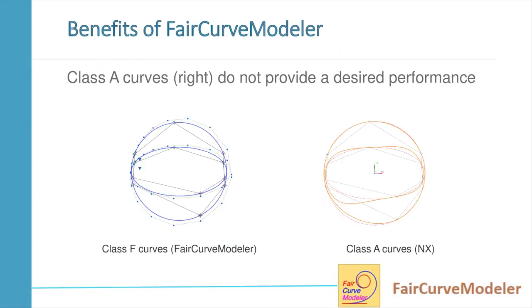The next question arises: why class F curves but not class A curves? In the given pictures, a B-spline curve generated from the given set of points on a circle using Siemens NX software and the C3D Fay curve model illustrates the difference between class A and class F curves. As can be seen from the example, class A curves do not provide the desired performance.